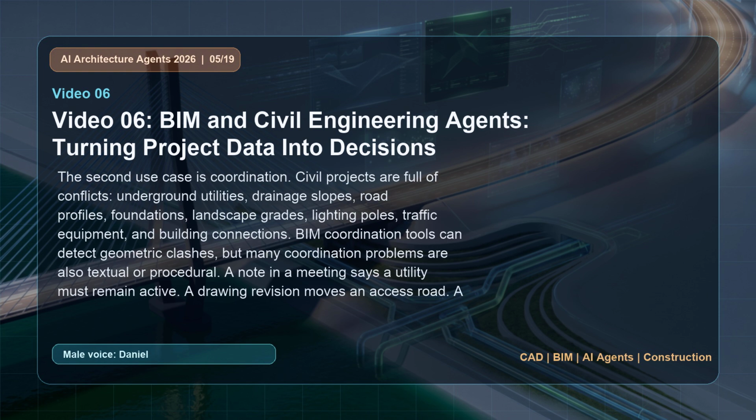The second use case is coordination. Civil projects are full of conflicts. Underground utilities, drainage slopes, road profiles, foundations, landscape grades, lighting poles, traffic equipment, and building connections. BIM coordination tools can detect geometric clashes, but many coordination problems are also textual or procedural. A note in a meeting says a utility must remain active. A drawing revision moves an access road. A permit condition restricts work hours. An AI agent can help connect these notes to the relevant model zones and coordination topics.